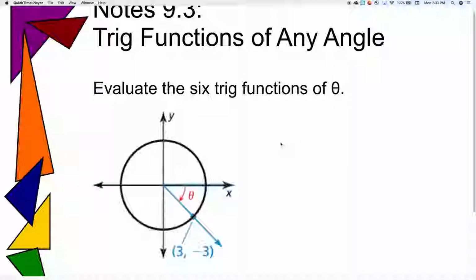Okay, so this is section 9.3. We're going to start with what's just called evaluating trig functions of any angle. Well, we already kind of did this in 9.1, but in 9.1, if you go back or look at your homework assignments, we were working with just triangles, like geometry triangles.